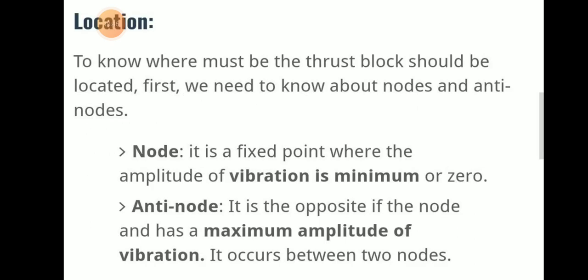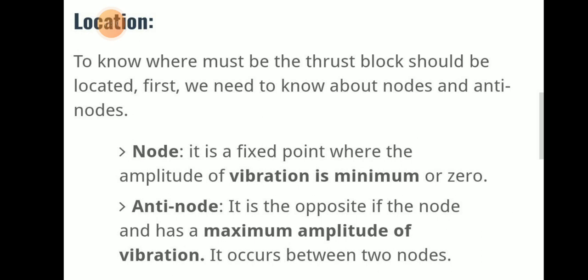To know where the thrust block should be located, we have to understand nodes and antinodes. What are nodes and antinodes? A node is a fixed point where the amplitude of vibration is minimum or zero. An antinode is just the opposite of a node, meaning the amplitude of vibration is maximum. It usually occurs between two nodal points, just like a wave.